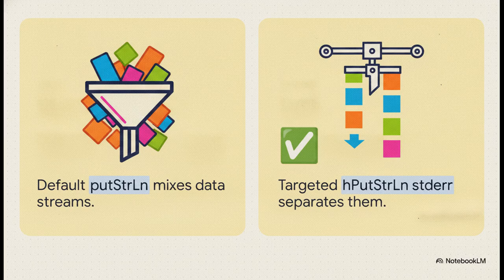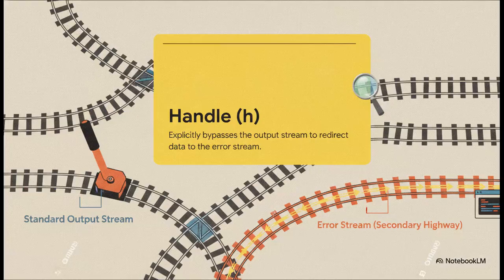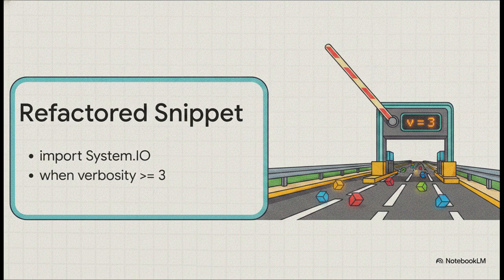But what exactly makes this new function tick? Well, that brings us to the H. The H in hPutStrLn actually stands for handle. I want you to think of this handle like a literal physical lever in a train yard. By explicitly using this handle, Eng is telling the Haskell runtime to completely bypass the normal standard output stream. You just pull the lever, switch the tracks, and send the data straight over to the error stream, our secondary highway, instead.